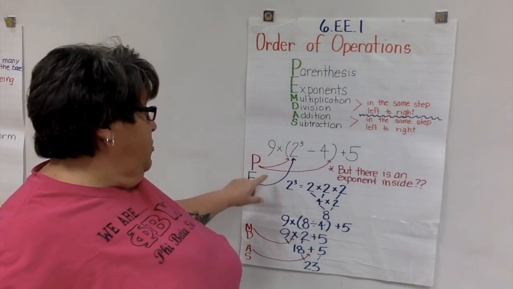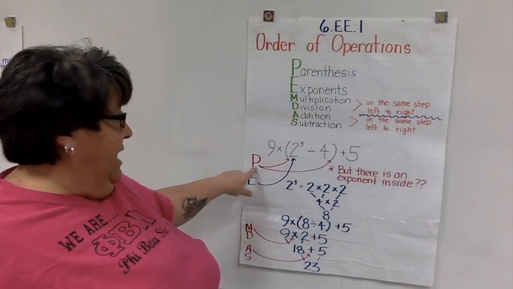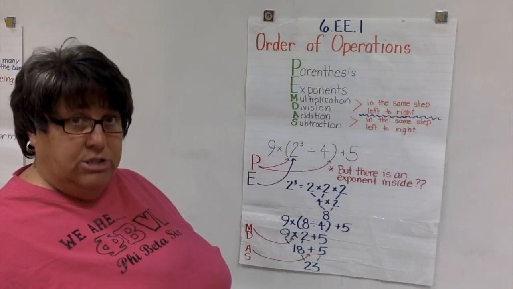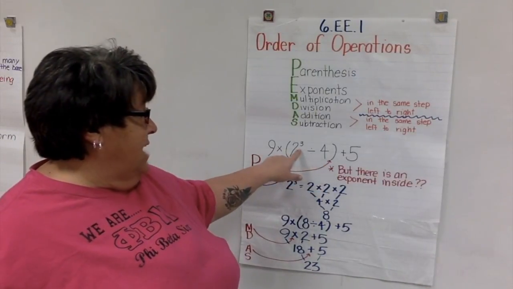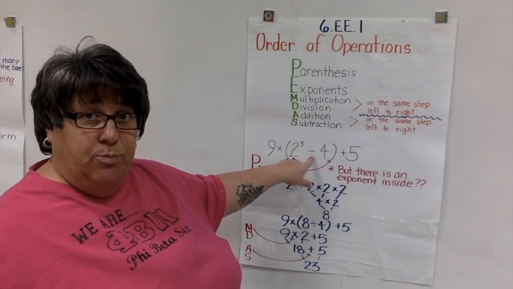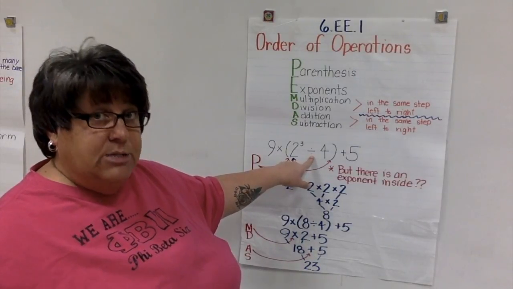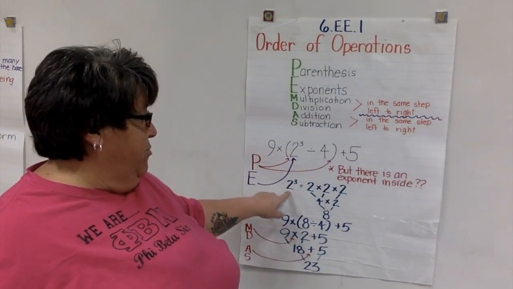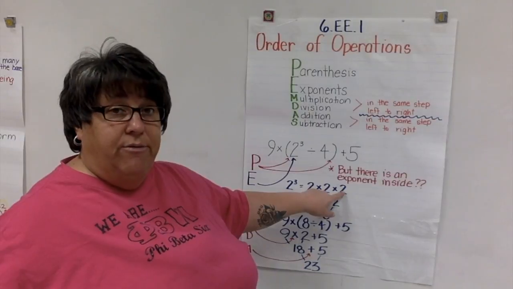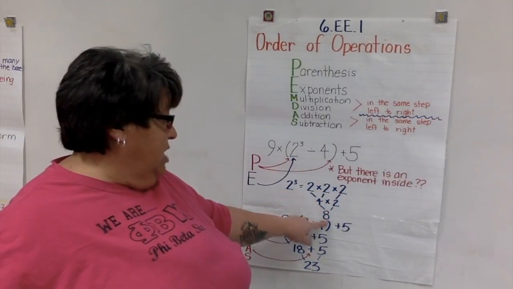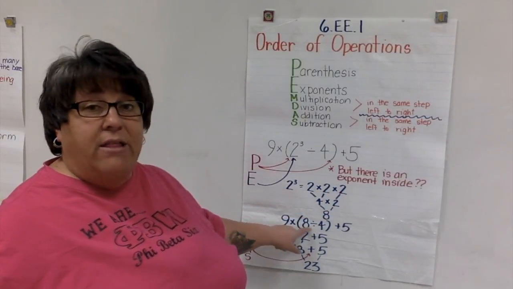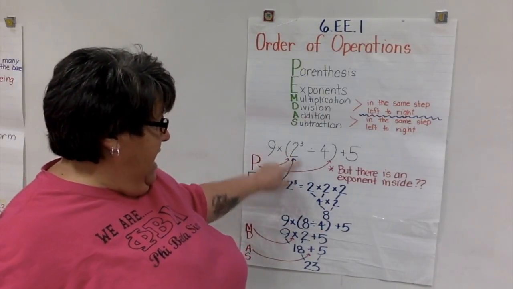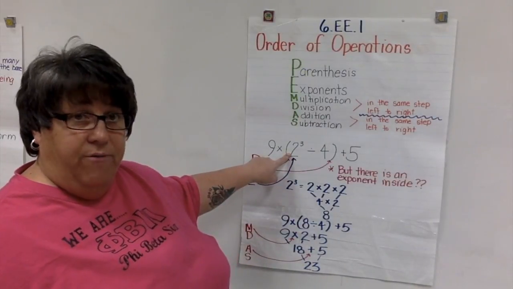So if we look at this problem, here we have the P for parentheses, so we solve what's in the parentheses first. What's in the parentheses is an exponent and a division problem. So we have to do the exponent before we can do the division problem. So 2 to the power of 3 is 2 times itself 3 times, and we solve that and get 8. Now we rewrite the problem. 9 times 8 divided by 4. See, 8 represents the 2 to the power of 3.